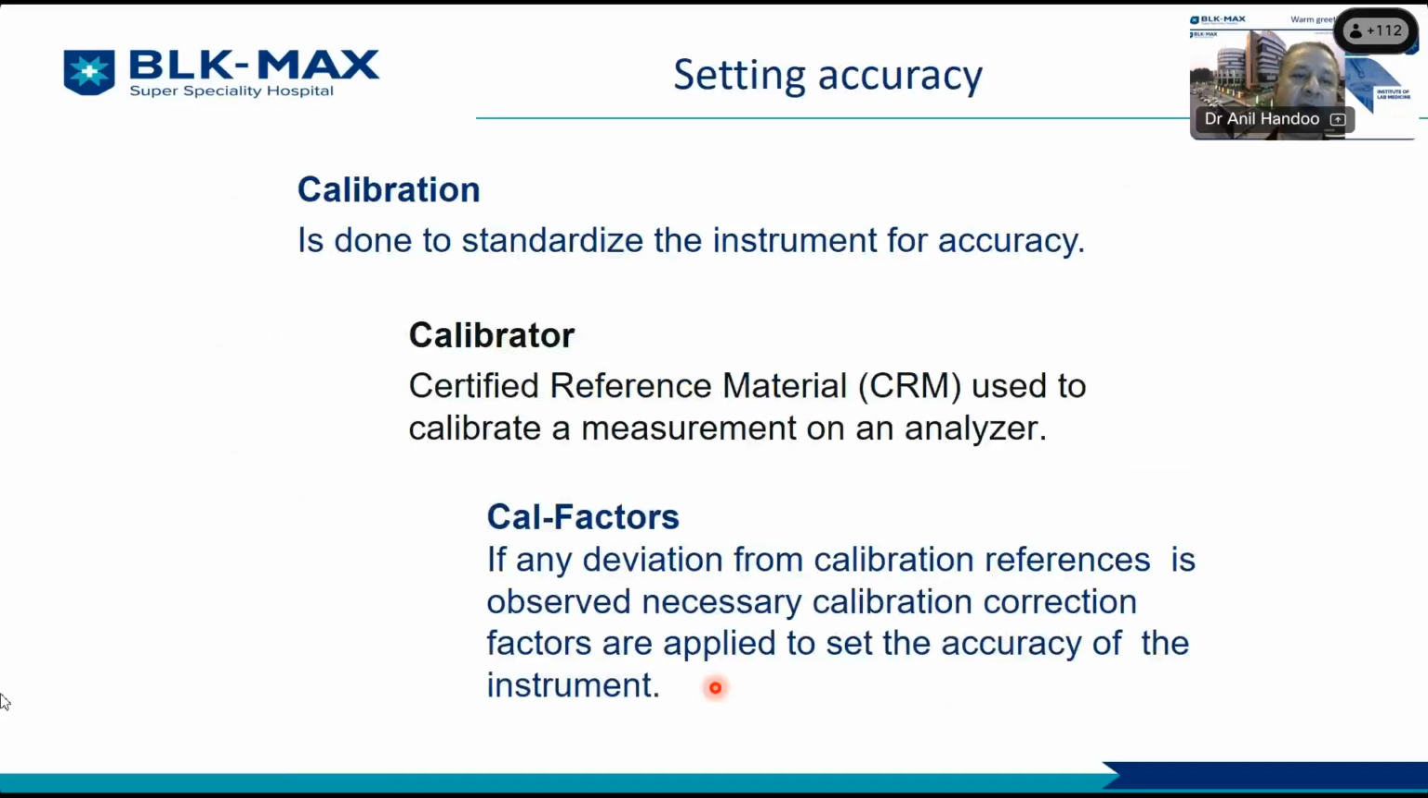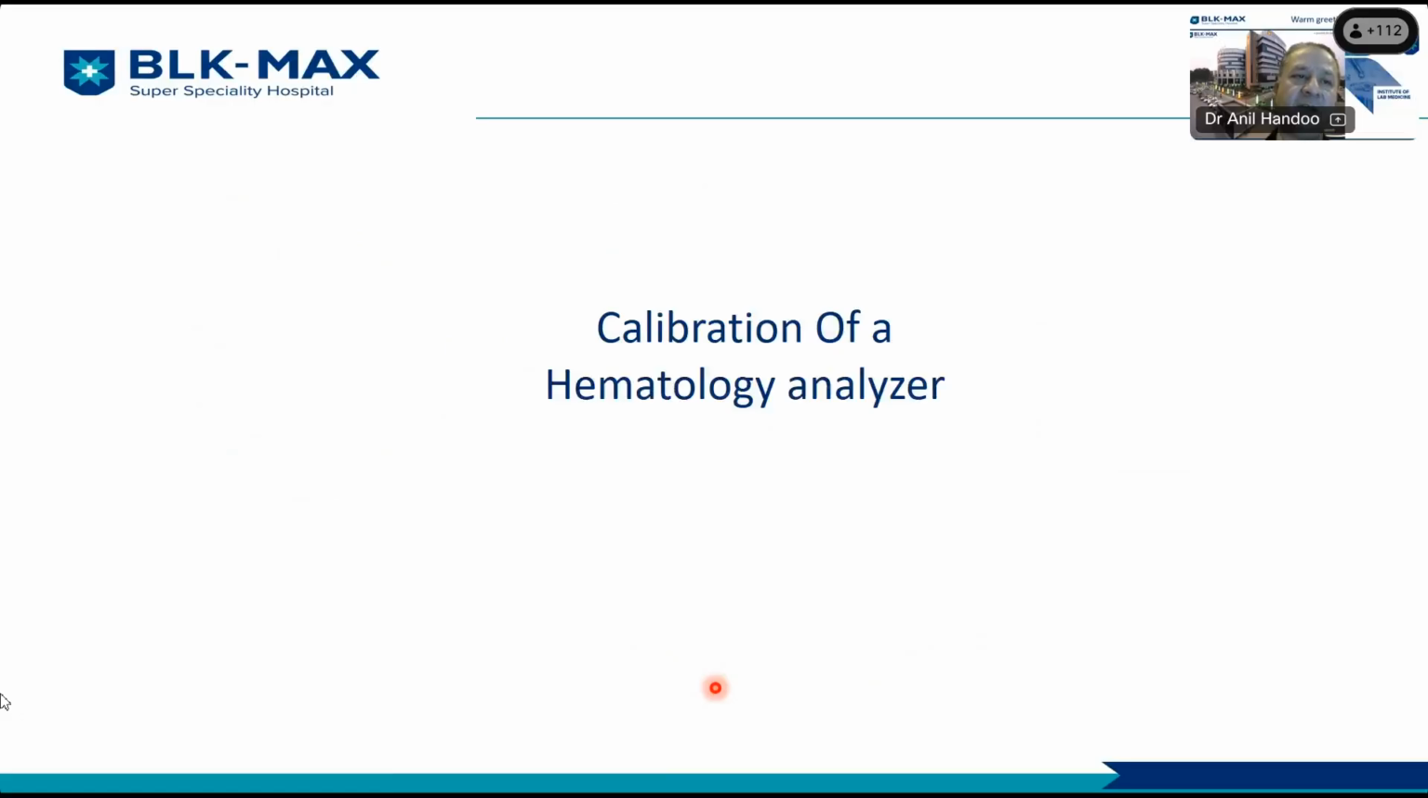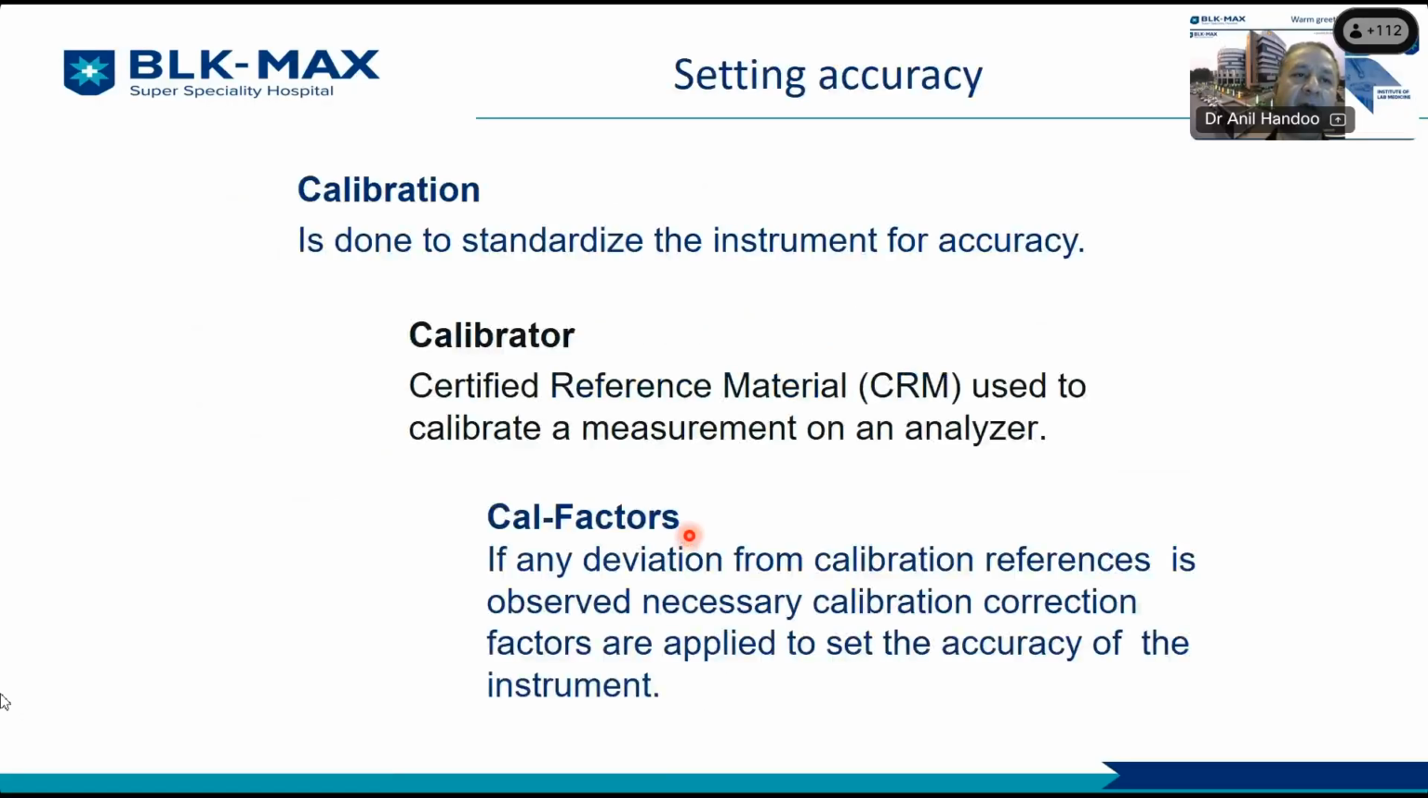So how do you calibrate your hematology analyzer? It's done as a part of the standard process whenever you set up your instrument or whenever the instrument is subsequently going for quality assurance or preventive maintenance. You use a certified reference material, which is a calibrator. And when the cal factors are added to it, the cal factors are able to give us the values which are relevant for patient care.